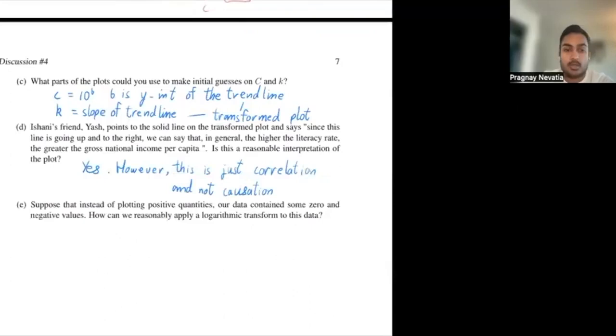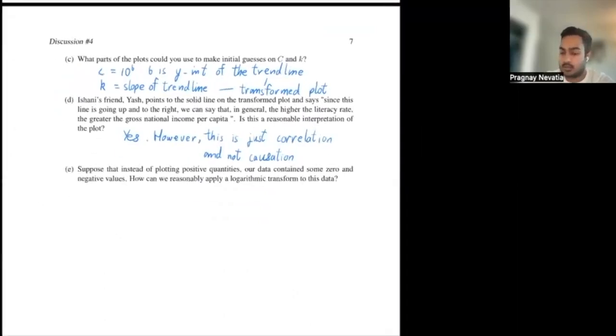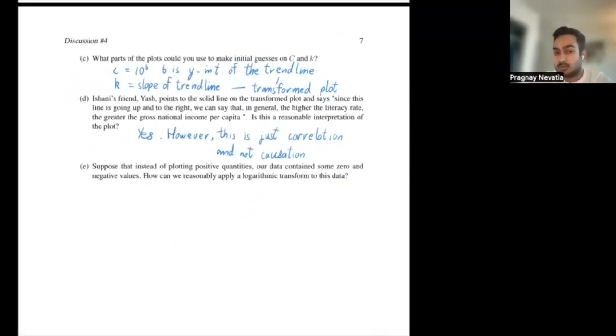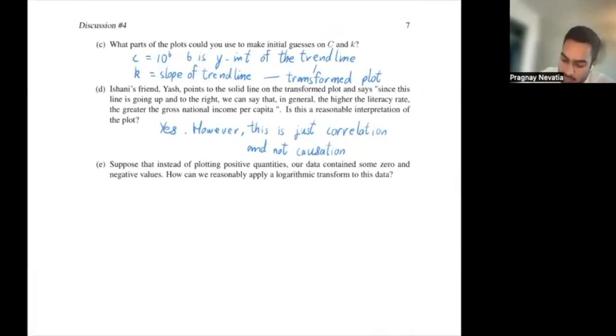Okay, so part E is a very interesting question actually, and this requires a lot of deep thought. So again, I would recommend you to really think about what you would do, but I'm going to go over it. Sometimes our data could contain 0 or negative values, and we know that for a log plot, if you try to visualize the log of x, essentially at 0 it goes to negative infinity, and you can't take a log of a negative number. So what do you do then?